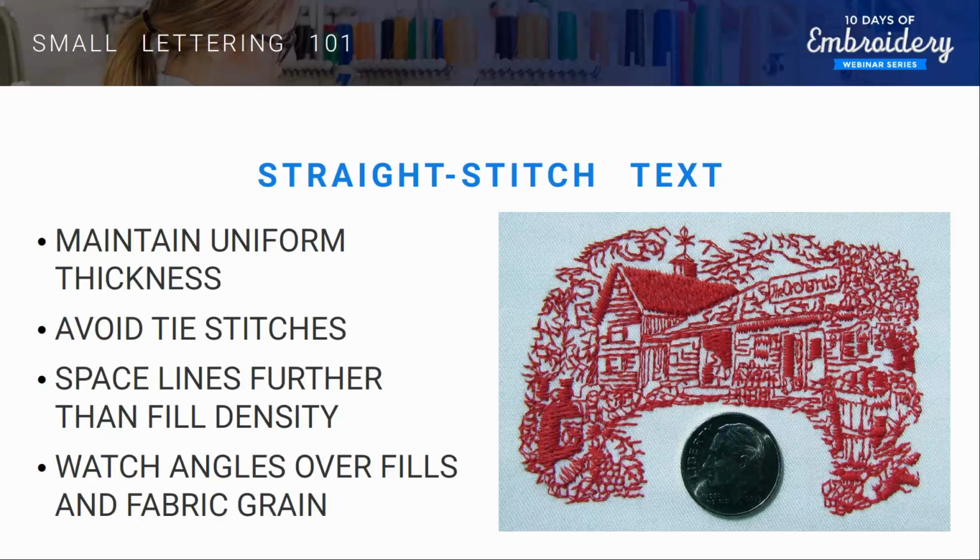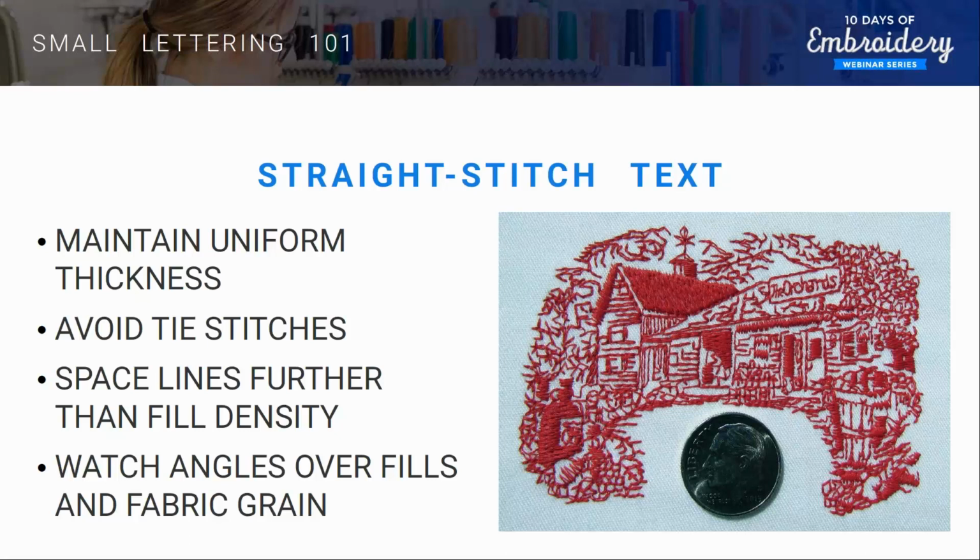The other thing you want to do, you want to space lines further apart than fill density. The thing people forget is they get zoomed in on a really small piece trying to do these straight stitch letters, and then they have their lettering so close to each other that they measure about the same distance that you would have for fill density, lines so close together that the eye reads them as a solid fill or almost as a satin stitch.